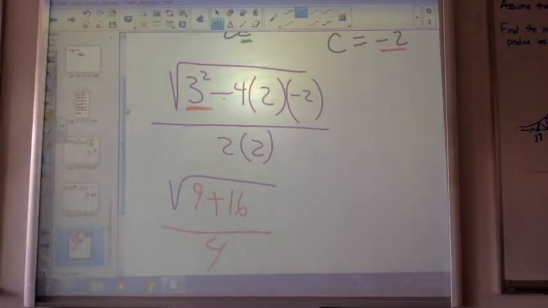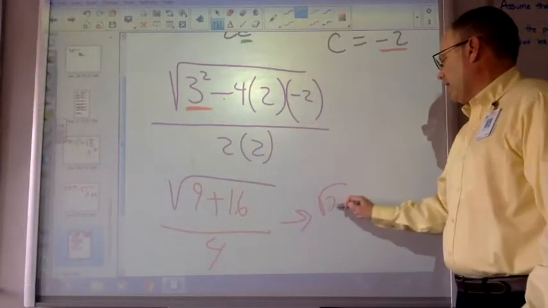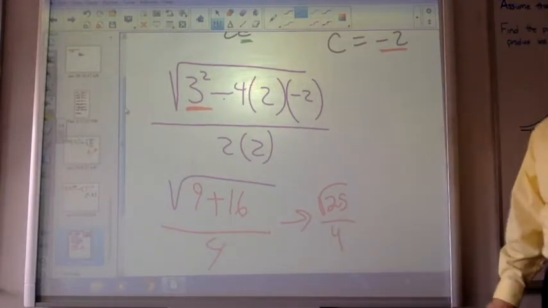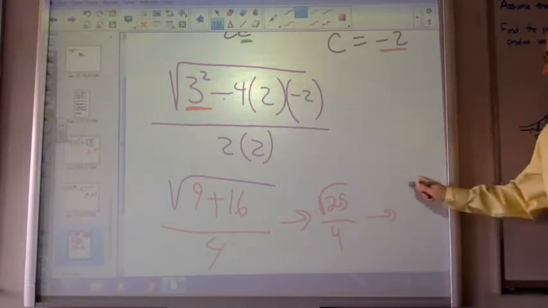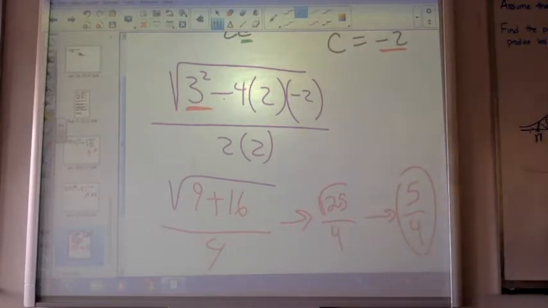What's, if I add 9 and 16 together, what do I get? 9 plus 16. 25. This comes over to square root of 25 over 4. What's the square root of 25? 5. That's my answer. 5 over 4.